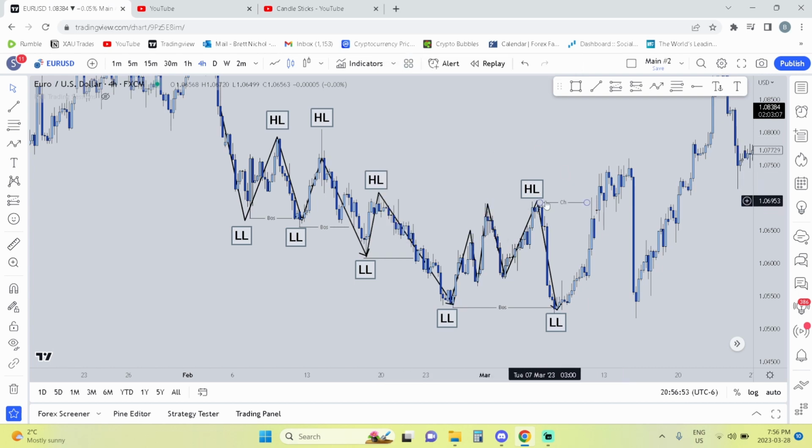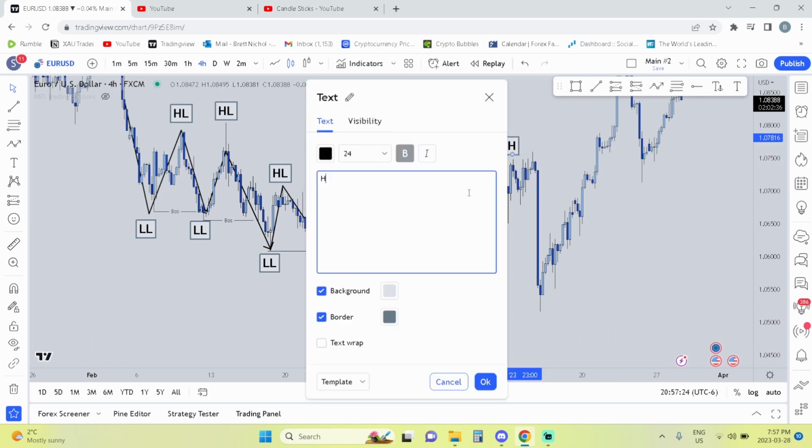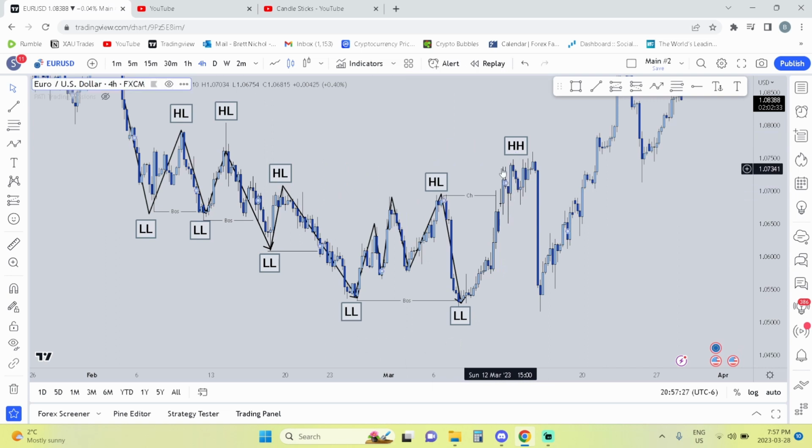And our change of character is just the first break of structure in the opposite of the previous trend, signifying a possible switch in trend. So it created this change of character, and price went higher than the previous higher low. So then, what do you think? If price is higher than the previous higher low, what do you think that might be? It's going to be called a higher high, because this high is higher than the previous high point, which is a higher low.